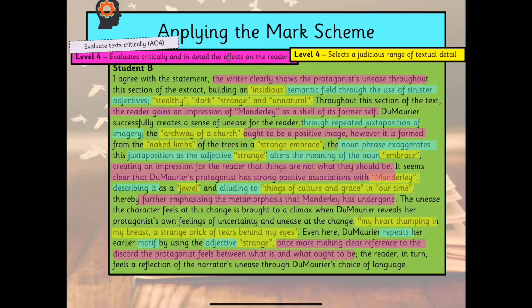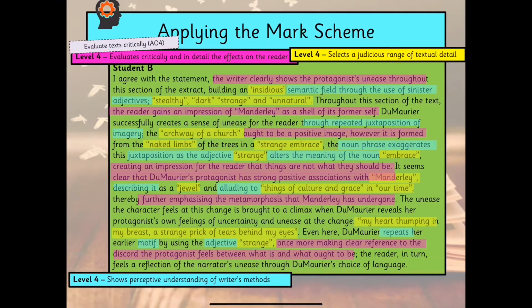Just have a look at all of that blue that's appeared on the page just now. So perceptive understanding of the writer's methods, absolutely. They've got a lovely range of varied but relevant terminology. It's not just feature spotting. In particular, if we look at how they have dealt with the phrase strange embrace, they've identified that it's a noun phrase, which is quite a high level piece of interpretation because it requires them to understand both of the word classes for strange and embrace, adjective and noun.